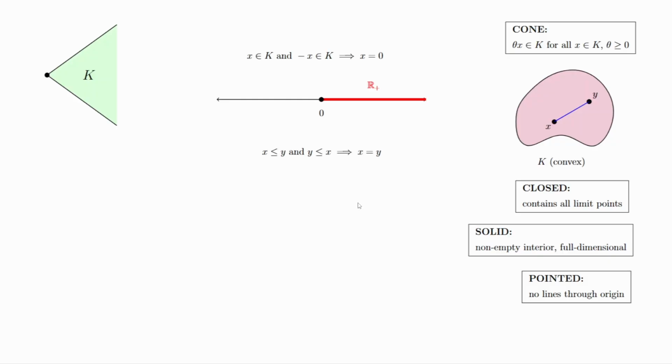This is important because if x is less than or equal to y and y is less than or equal to x, then x minus y is in K and y minus x is also in K. By this pointed property, x minus y equals 0, which of course implies that y equals x. If we didn't have this pointed property, we could not conclude that x equals y given these two properties of x and y.